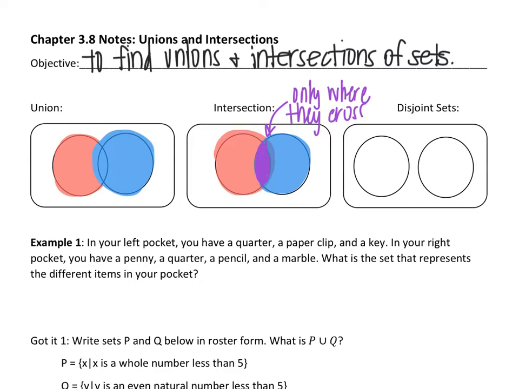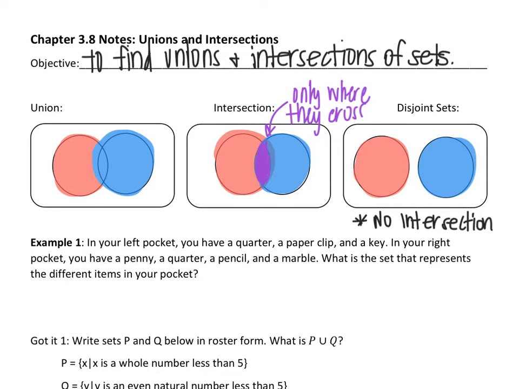Then I've got disjoint sets, and disjoint sets are sets that don't cross at all. So I've got my red set. Then I've got my blue set, and they don't cross at all. Those are disjoint sets. Disjoint sets have a union, because it's whatever's in both circles, but they don't have an intersection. No intersection. It's like two roads that don't cross. They don't have an intersection.